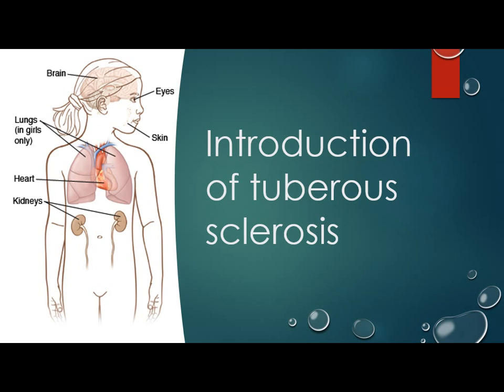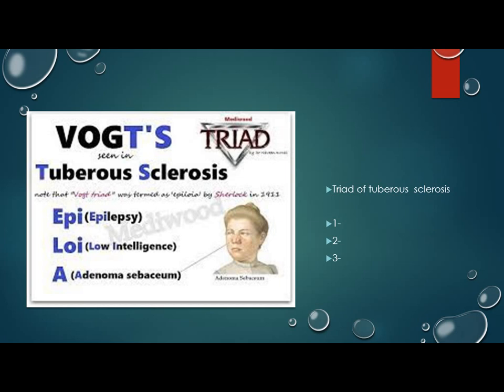Tuberous sclerosis is an autosomal dominant neurocutaneous disease characterized by multiple hamartomatous lesions occurring in different parts of the body. It affects both sexes and all ethnic groups. The prognosis is bad. Most of the cases die at the age of 35 years.